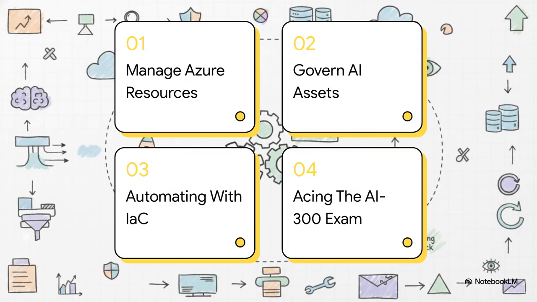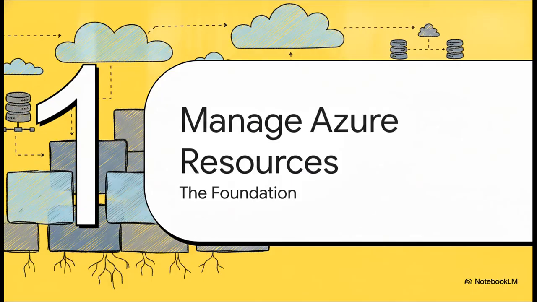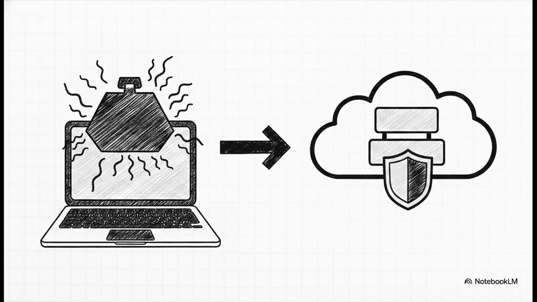So here is our roadmap for today. First, managing Azure resources. Second, governing AI assets. Third, automating with IaC. And finally, acing the AI-300 exam. Let's kick things off with part 1, managing Azure resources, which really acts as the foundation for everything else we're going to build. To make all these cloud concepts a bit more concrete, let's look at a scenario straight out of our study sources, Fabricam Inc.